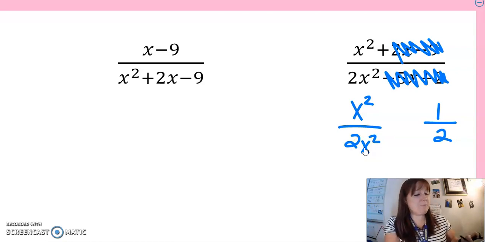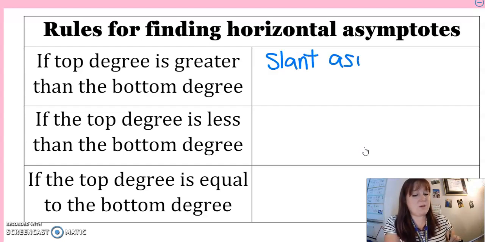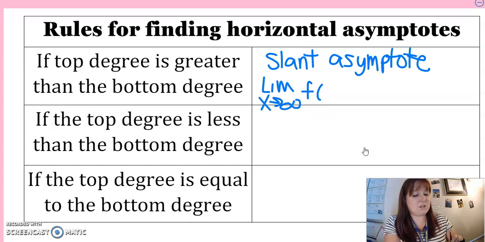So do you see a pattern with our horizontal asymptotes? We have 3 different options. If the top degree is greater than the bottom degree, that's the first one, then we have a slant asymptote. And when we have a slant asymptote, that means that the limit as x approaches infinity of the function is infinity or negative infinity. And to find the slant asymptote, we're actually going to use long division to find where that slant asymptote is.